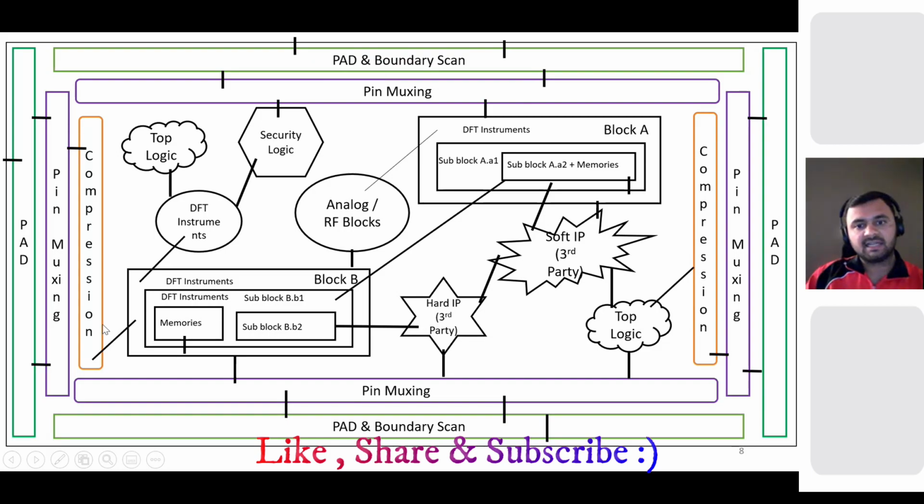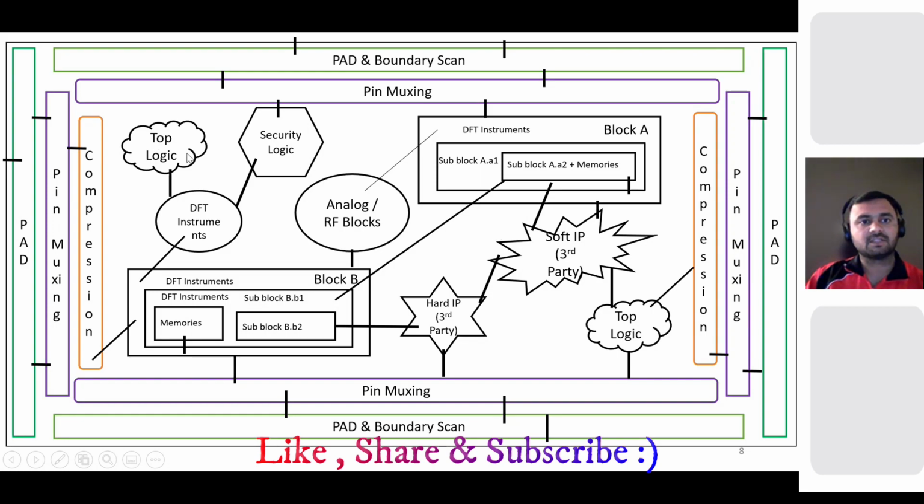And then after this pad and boundary scan, the second hierarchy is pin muxing. I'll be discussing in detail why we use pin muxing, but just an overview. We have the pad first, then boundary scan, then pin muxing, and then the compression logic. We have to compress, since the designs are getting bigger and bigger, with billions of transistors, so many gates and so many flops. So we need to compress it, so we have a compression logic. Now we will discuss more in detail.